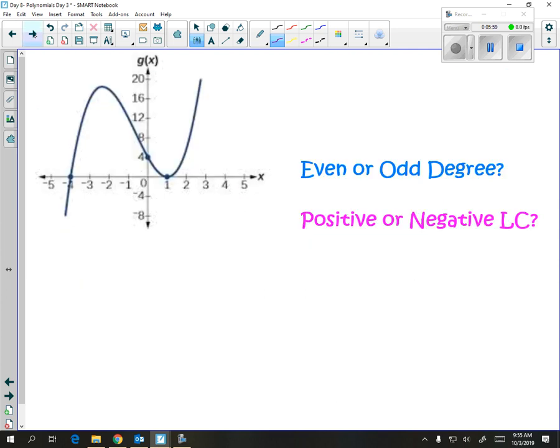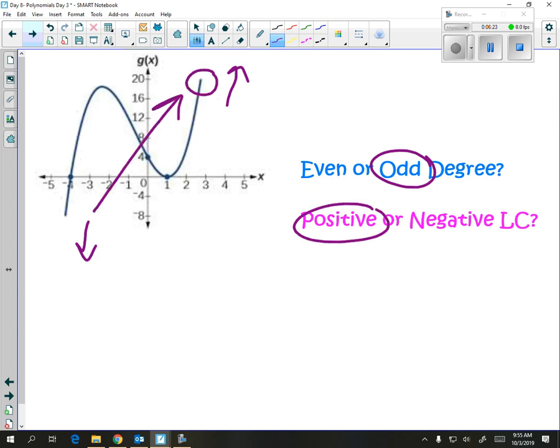So let's try actually practicing. Does this have an even degree or an odd degree? Your arrows are heading in opposite directions, right? One's going down, one's going up, so that would be an odd degree. Is it a positive or a negative leading coefficient? That's what LC stands for. You're going to say it's positive because you end going up. Overall, this graph goes up.